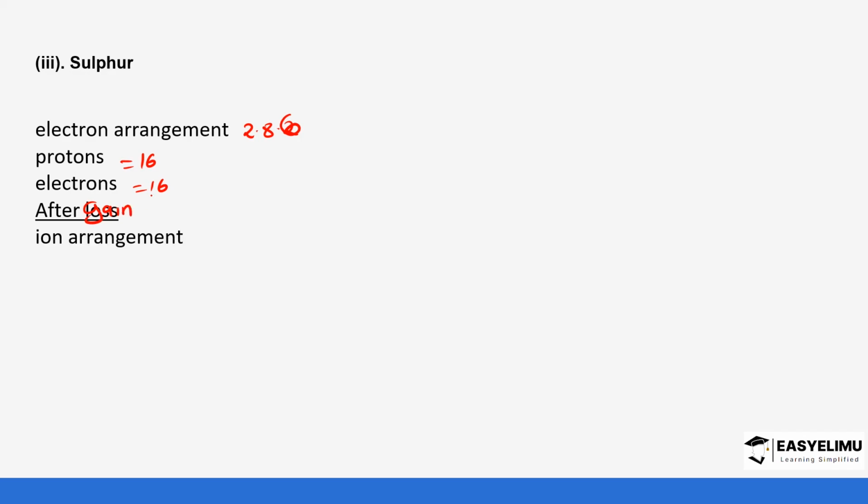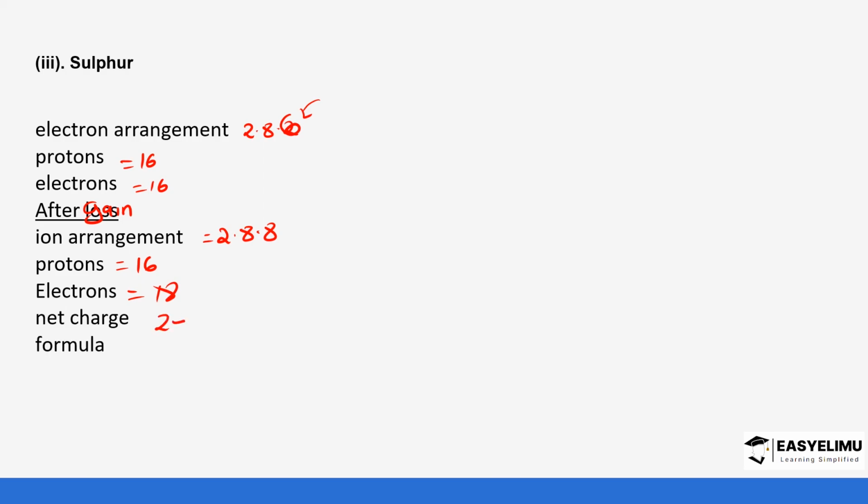The ion arrangement becomes 2.8.8 because you can see we have 6 electrons in the outermost shell. So it's going to gain 2 electrons. The number of protons remains 16. The number of electrons now becomes 18 since it gained 2 electrons. The net charge will be 2 minus, and then the overall formula will be S 2 minus.